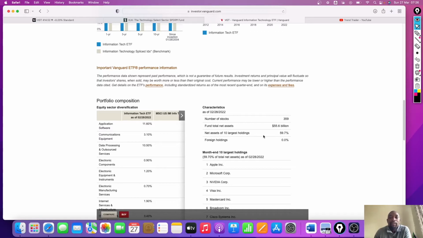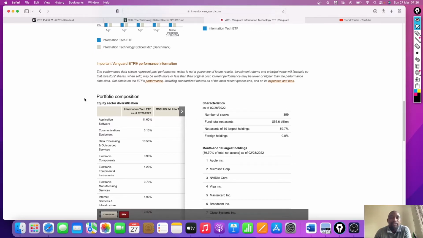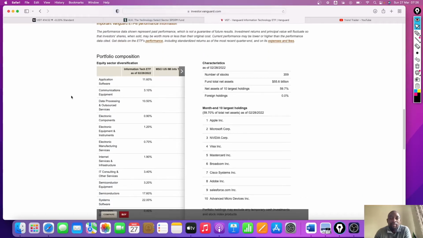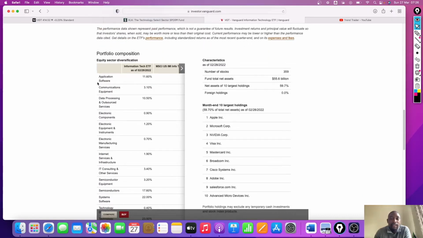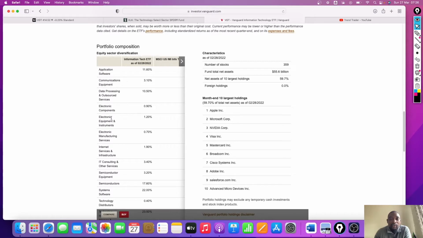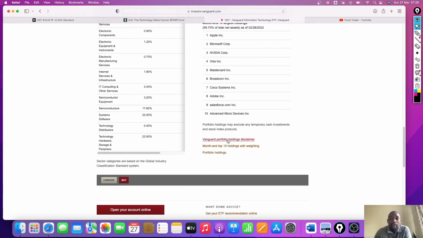And then the top 10 largest holdings make up about 60% of the fund. And then here you can see the fund breakdown, where they invested. There's application software, different things you can read through this. The one that seems to be the largest is systems software, which is about 22% of the fund. And then we have the top 10 list of companies that you can find.